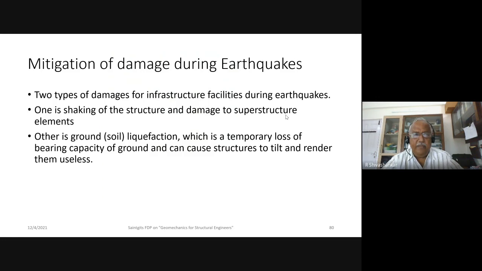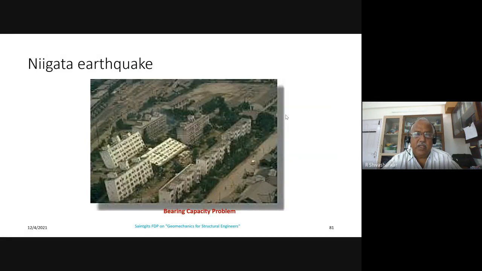And also during earthquakes, the ground should not get liquefied. This is a structure from one of the famous earthquakes, the Niigata earthquake of 1964, wherein the ground liquefied. When the ground liquefies, it loses bearing capacity temporarily, just for a few seconds. And during those few seconds, it has no bearing capacity because the water has come to the surface during the earthquake tremor. So the buildings tilt.